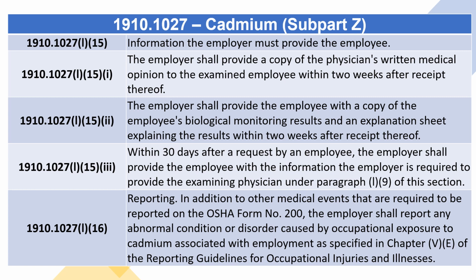1910.1027, L.15. Information the employer must provide the employee. 1910.1027, L.15, I through 3. The employer shall provide a copy of the physician's written medical opinion to the examined employee within 2 weeks after receipt thereof. The employer shall provide the employee with a copy of the employee's biological monitoring results and an explanation sheet explaining the results within 2 weeks after receipt thereof.